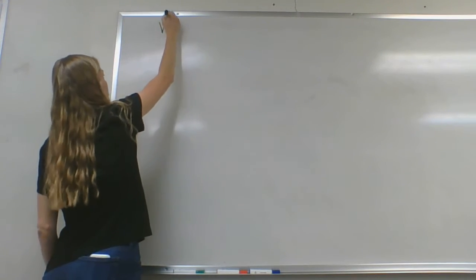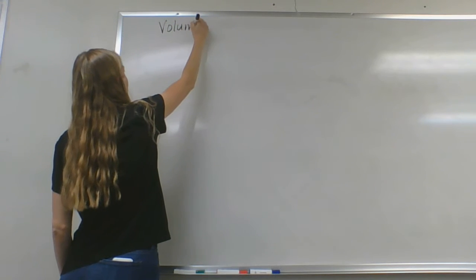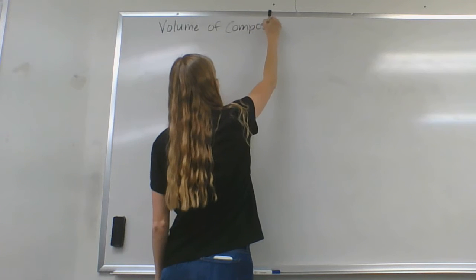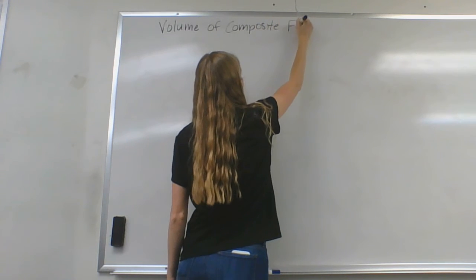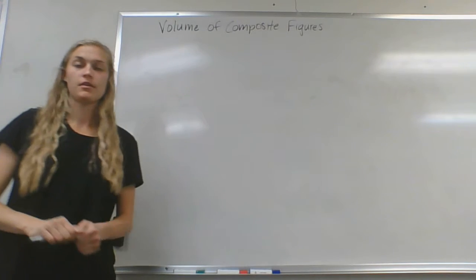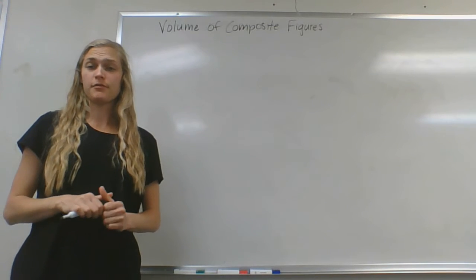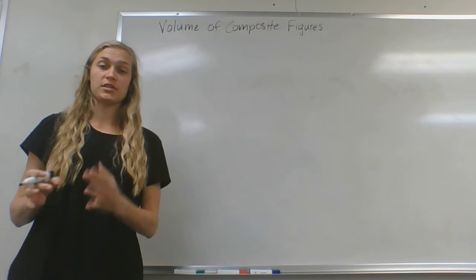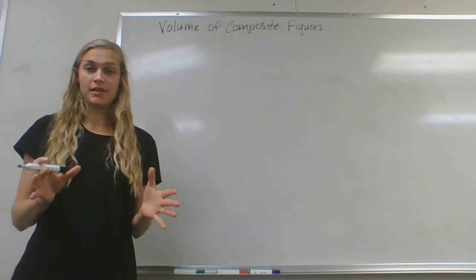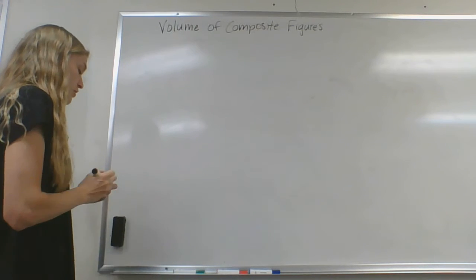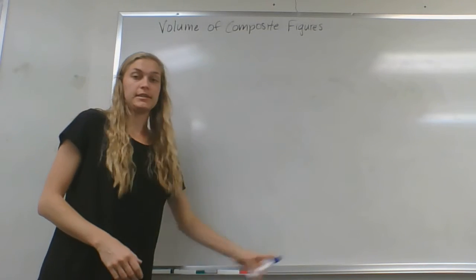So go ahead and find your notebook and title it Volume of Composite Figures. Okay, so how we're going to find the volume of these composite figures is basically to find the volume of each separate piece of that figure and then add it together. So we're just going to go ahead and start with an example.